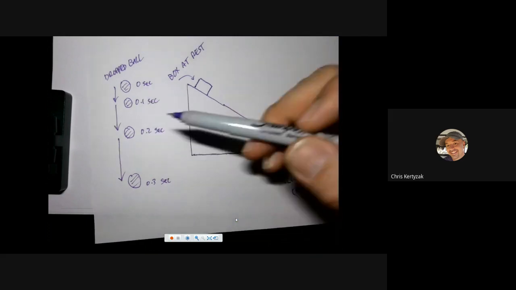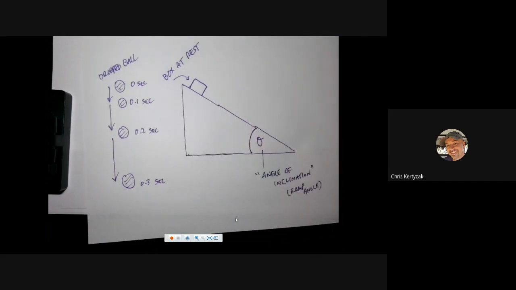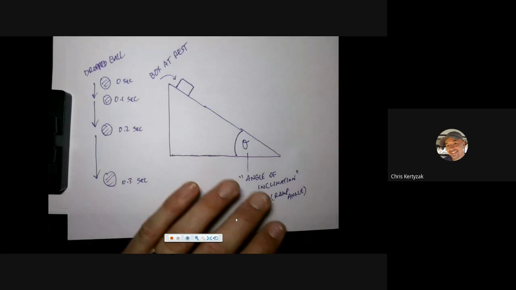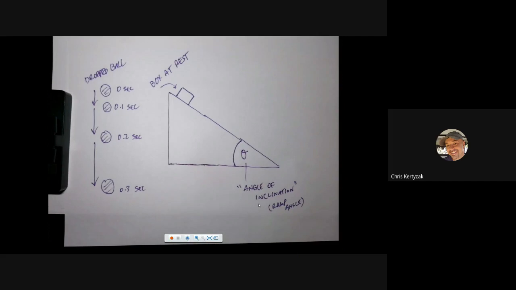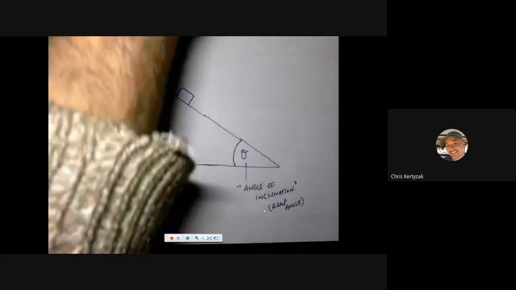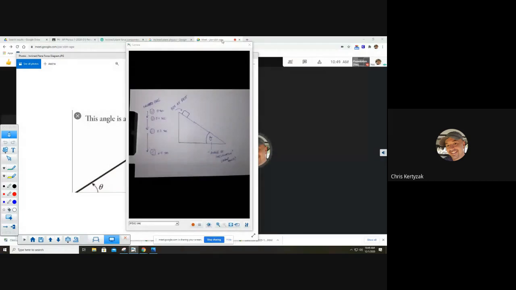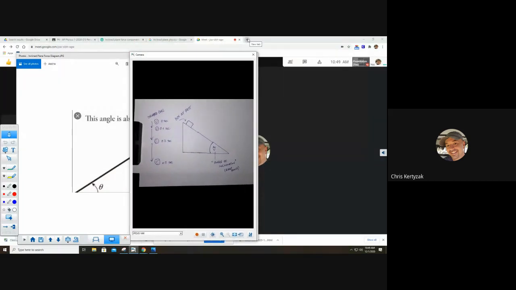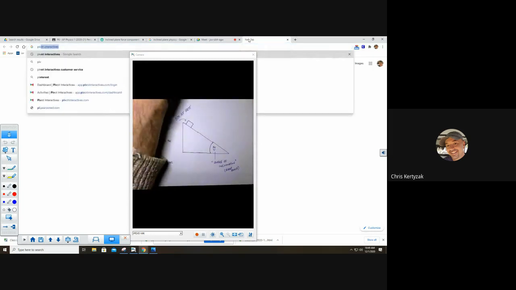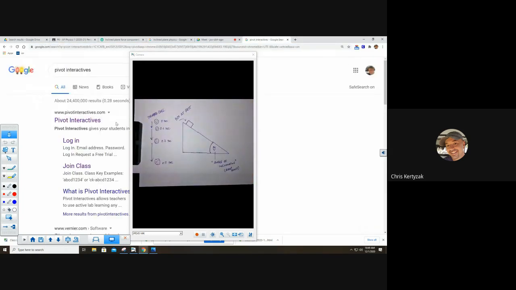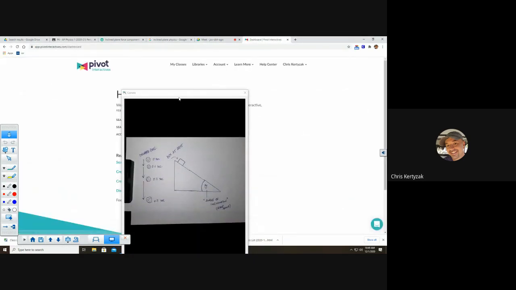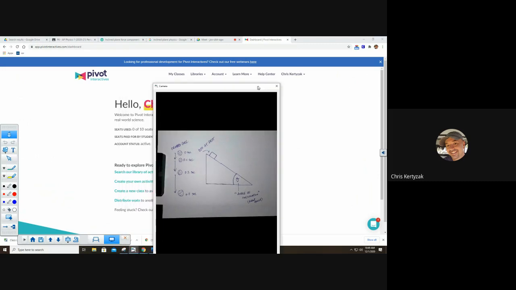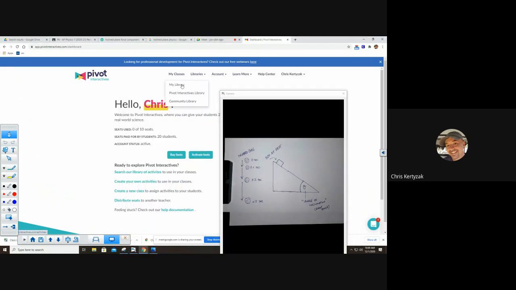It's always extra distance covered in every additional interval of time compared to the previous interval of time. It turns out that that's still true for acceleration, which I don't mind, I did this in the other class, but I'll do it now. It only takes me a second. Let's just type in pivot interactives. Just bear with me here. So this gives a good visual that I'm about to show you on this website of what I'm talking about.